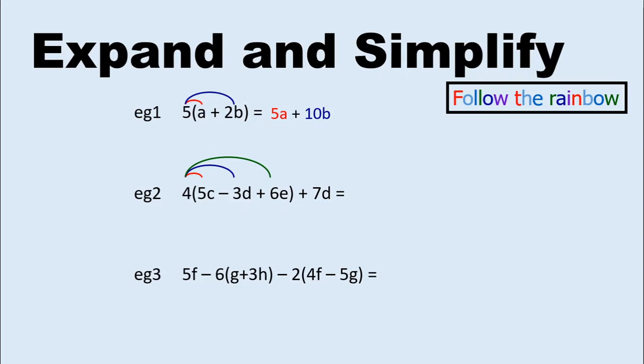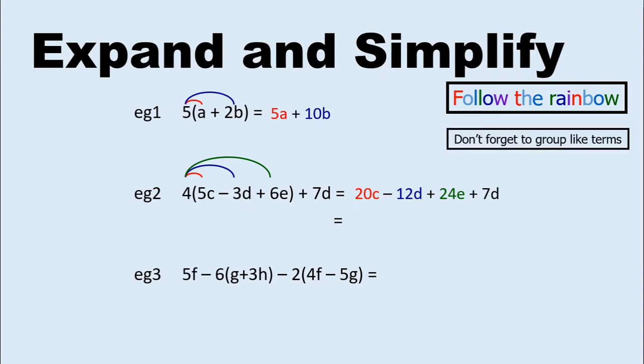So I do 4 times 5c is 20c. 4 times negative 3d, negative 12d. And 4 times 6e, 24e. And don't forget to add the 7d at the end. Always check that your answer is complete, and I can see that this one is not. Don't forget to group your like terms whenever possible.